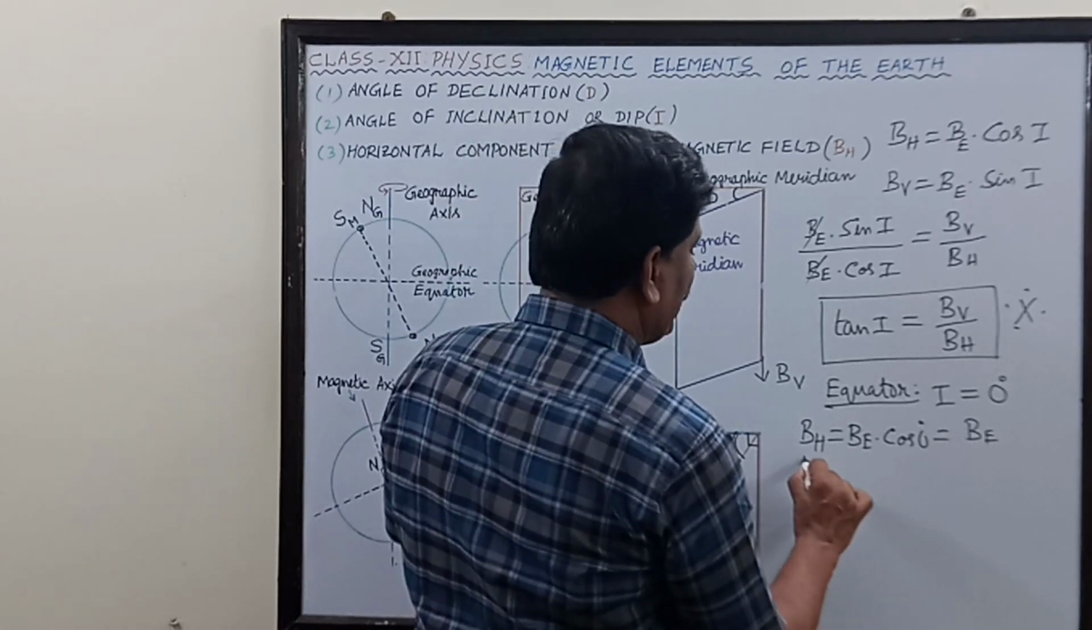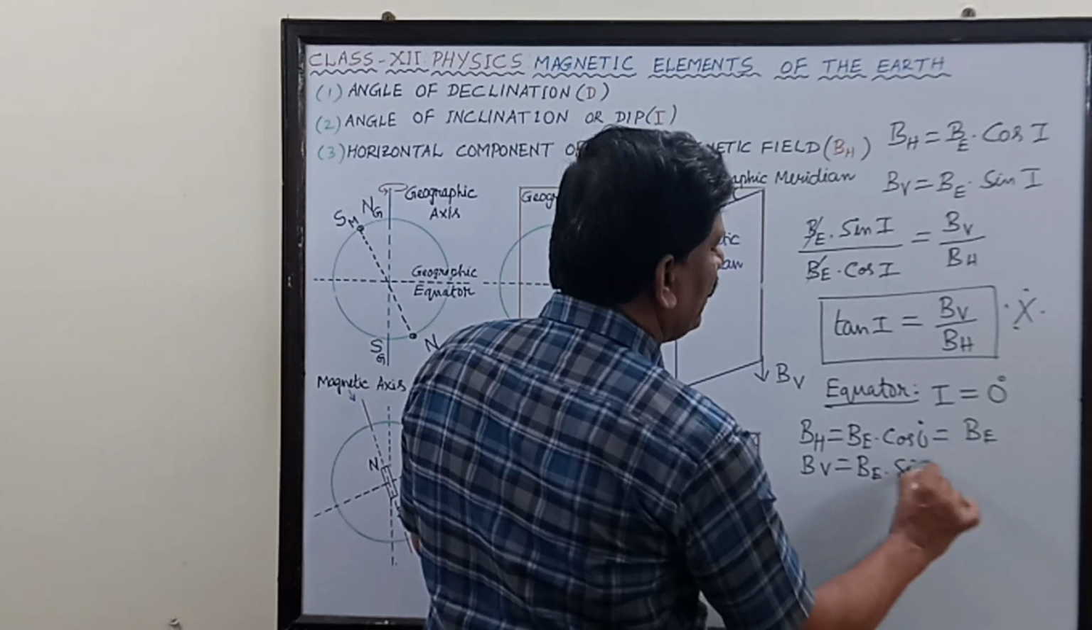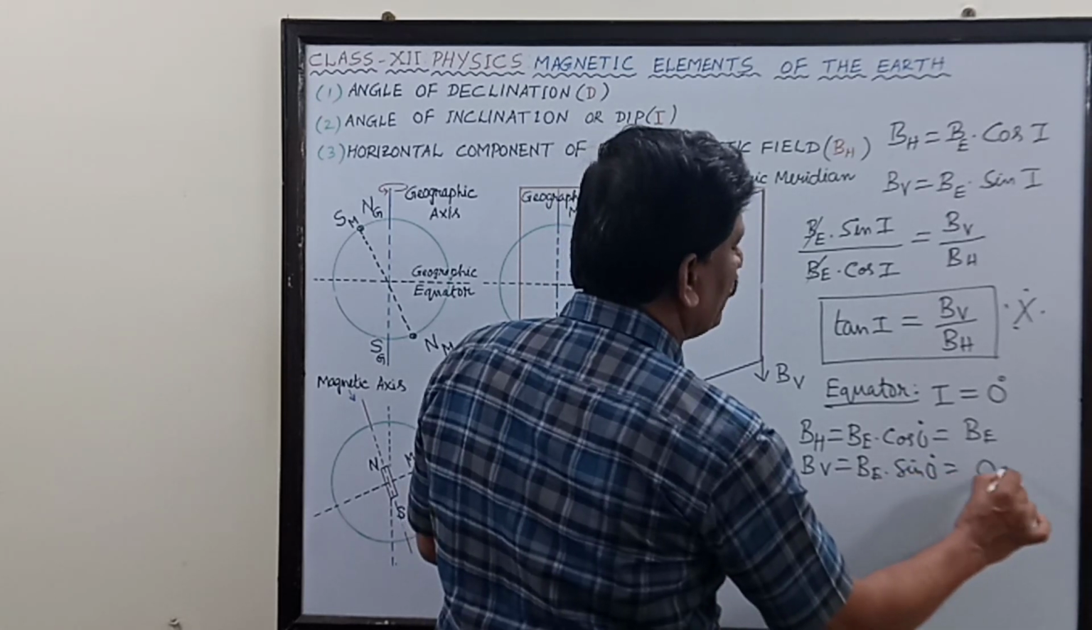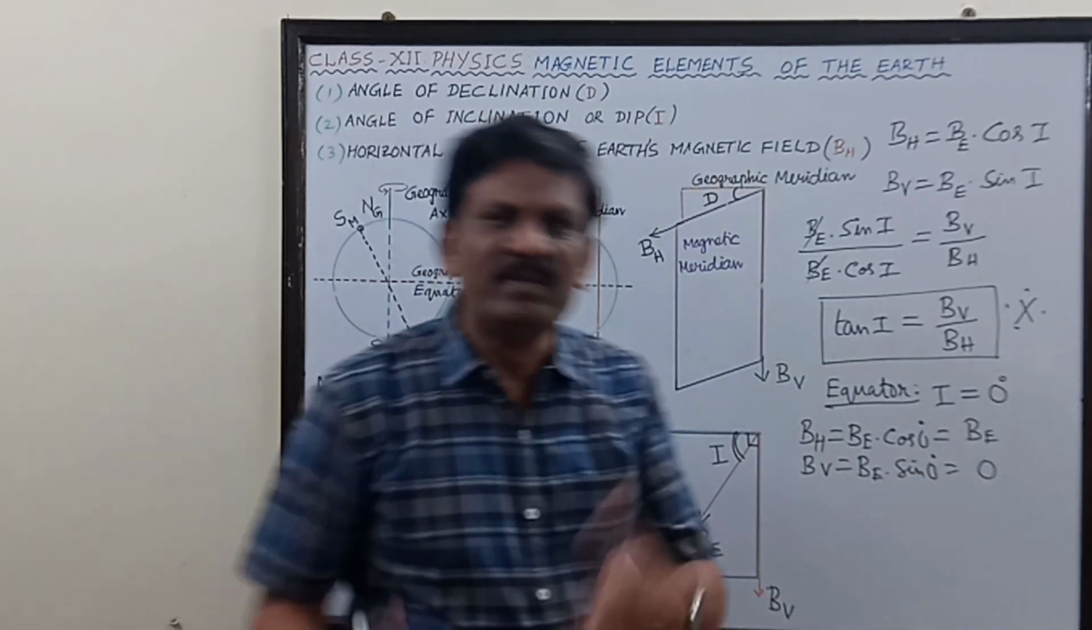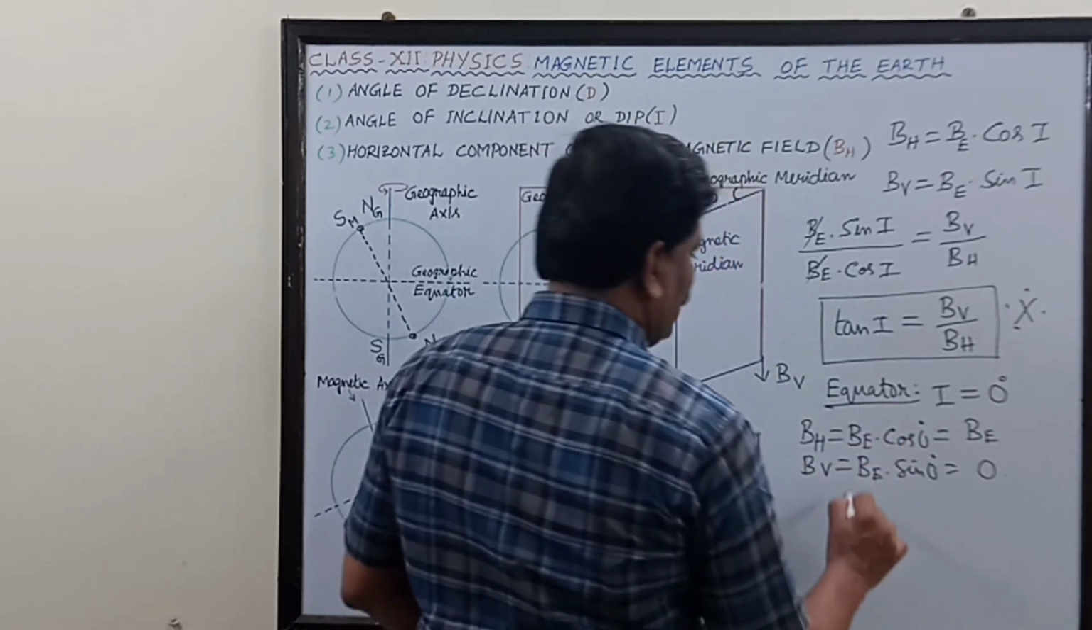Similarly, what is B vertical, children? This is equal to what? BE into sine of 0. Sine 0 is equal to 0. Therefore, the vertical component will be 0 at the equator. Understand? Similarly, at the poles.